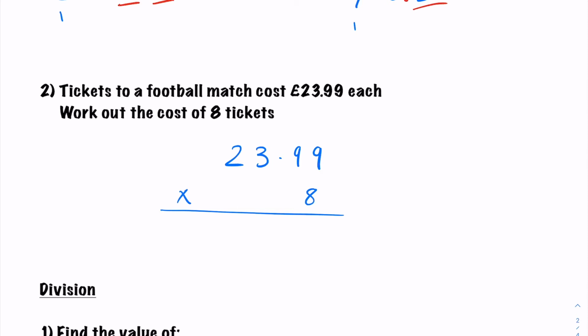So 9 times 8 is going to give you 72. 9 times 8 again is going to give you 72, but with the additional 7 we've carried over, that's going to give you 79.